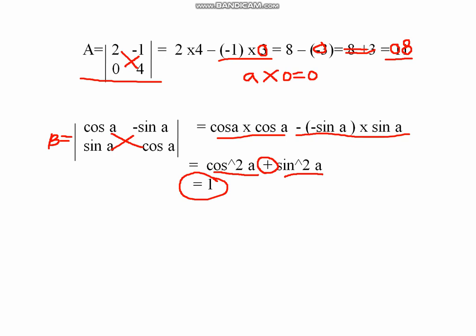So remember this, and remember all the trigonometric properties also. 1 plus tan square is equal to sec square. 1 plus cot square is equal to cosec square. Okay, these are important to solve the determinant of 2 cross 2 matrices where entries in the matrices are trigonometric functions.